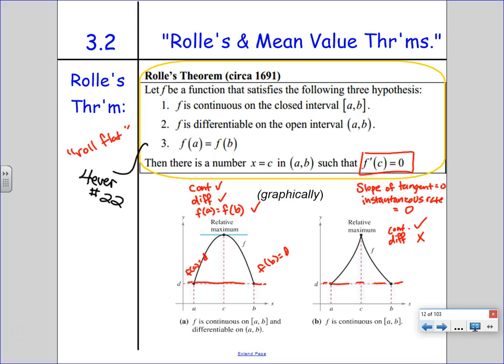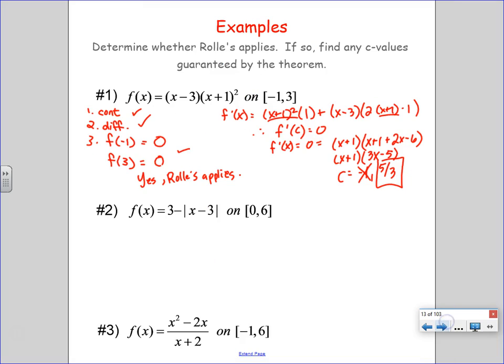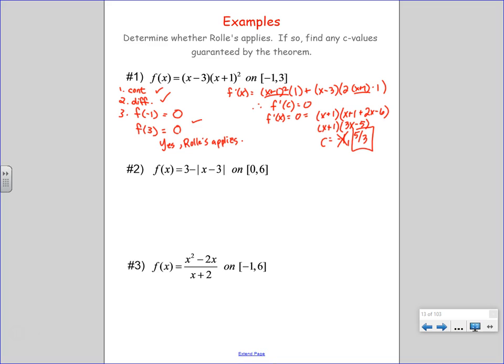Maybe I should change it one of these days. I had it there originally, and then for some reason it got changed, the books got changed. But there is a number, at least 1 c. And c is just a special x value. Whatever, solve for x, and x will be c. But there's at least one place, one x, in between a and b, not including a or b, such that the derivative equals 0.